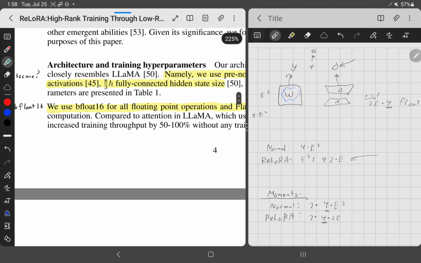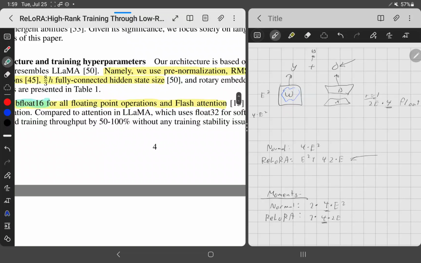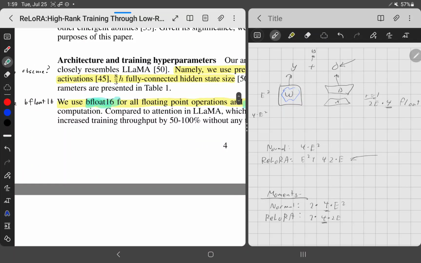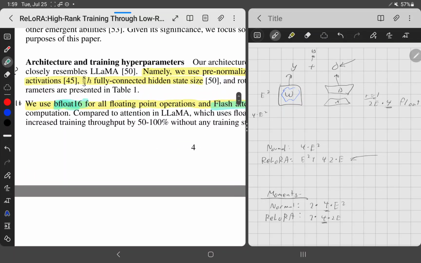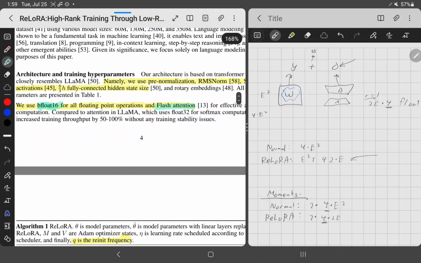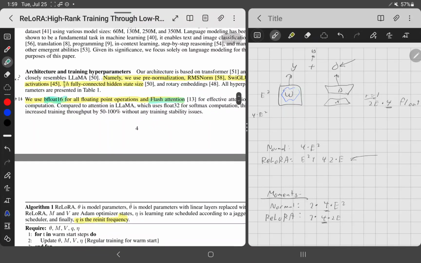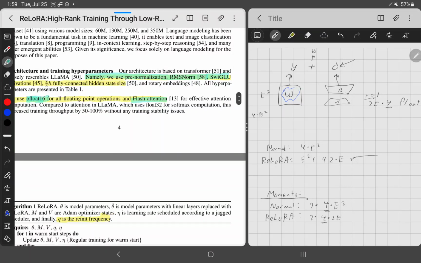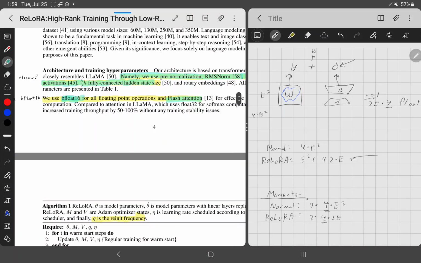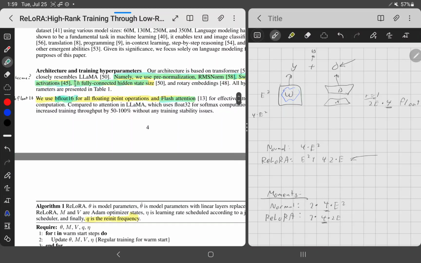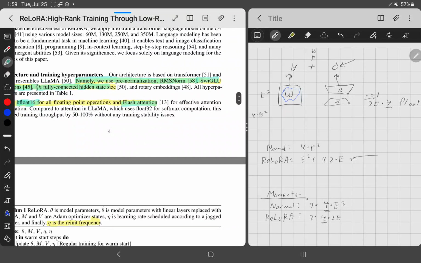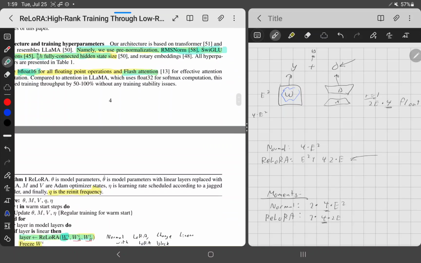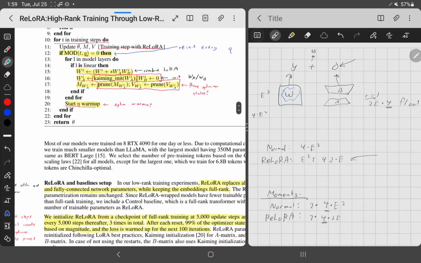To get even more performance, they put this in bfloat16 and use flash attention. So they train their whole model in bfloat16. And one more thing I do want to point out is that they have some kind of obscure architecture designs. They use RMSNorm, SwiGLU, and I don't know, I've never seen these. I mean, I've seen them. They're just kind of obscure. They're not the normal stuff you usually see. So it's kind of interesting.